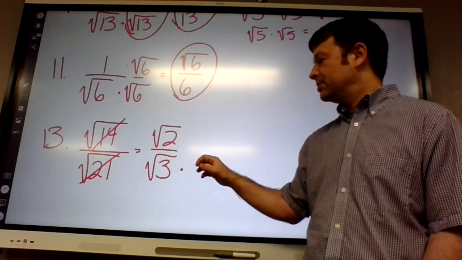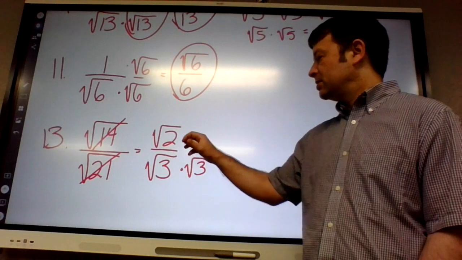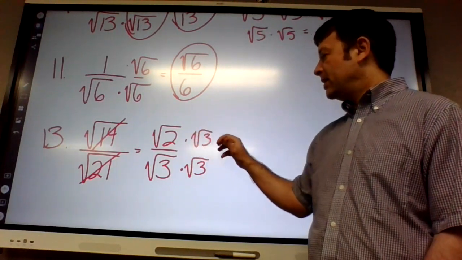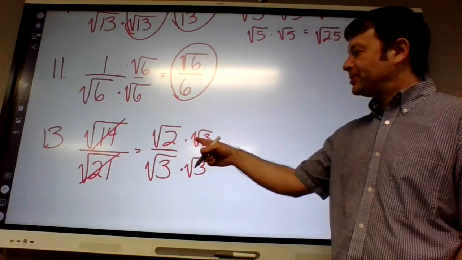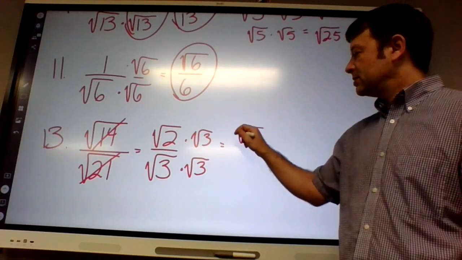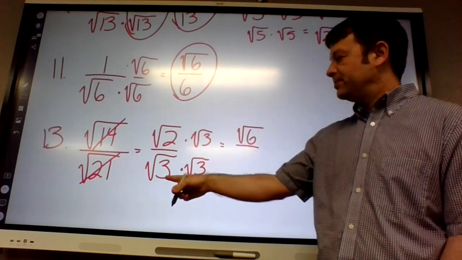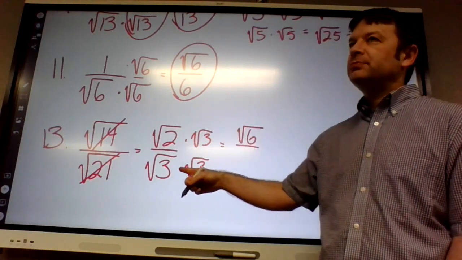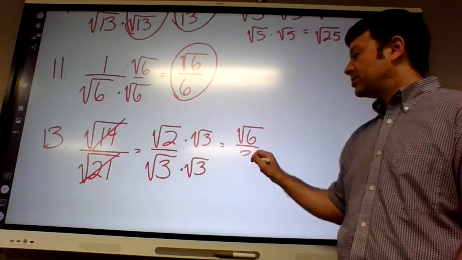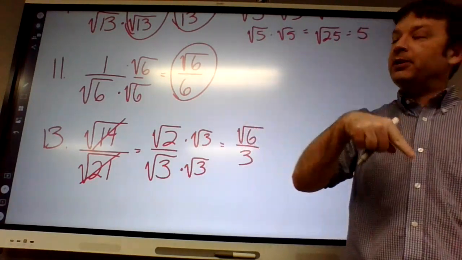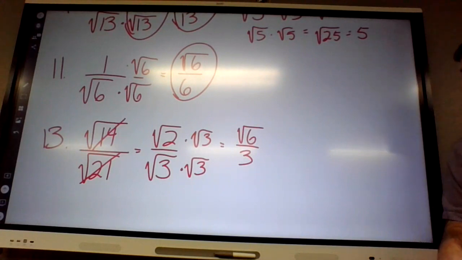What do I need to do? Times by square root of 3. So what do you guys think the top is going to become? Square root of 6. And the bottom? Square root of 9, which turns into 3, right? So that gets rid of the square root on the bottom.